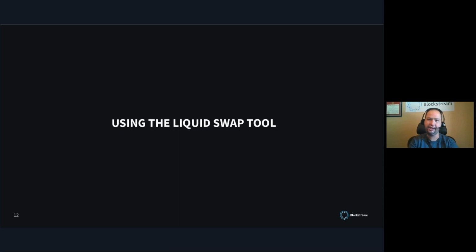So an example of that, let's just say you had Liquid Tether and you had also, let's just say, a JPY token. In that case, you could swap the JPY token for the Tether and basically do a Forex market, but you'd still need to have the Liquid Bitcoin to pay the fee.